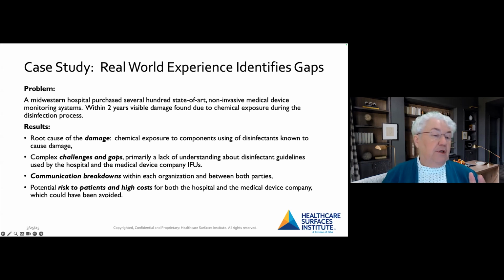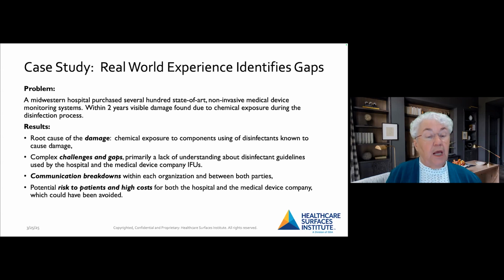So the general gist of the results of this study, which you can find a copy of on the HSI website, and I want to really remind everybody, really go there and look through this and read it, because there's a lot of information, including details about all of the data that was gathered, the dollars and cents it cost everyone. But the general results are the root cause of the damage was chemical exposure to components using disinfectants that were not approved and caused damage.